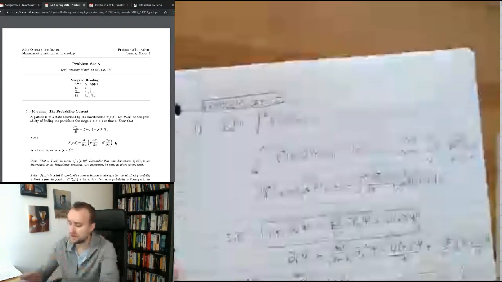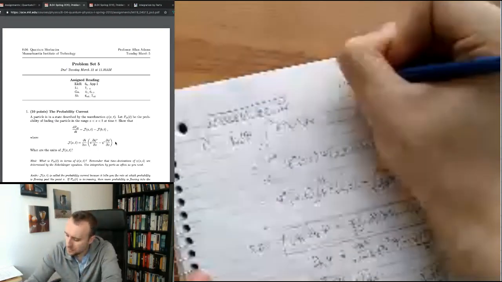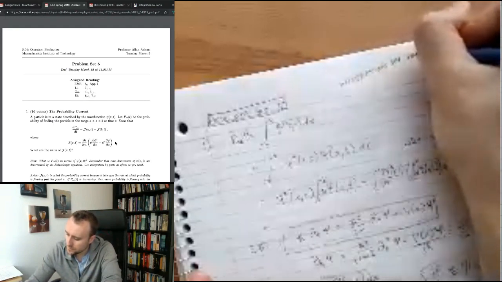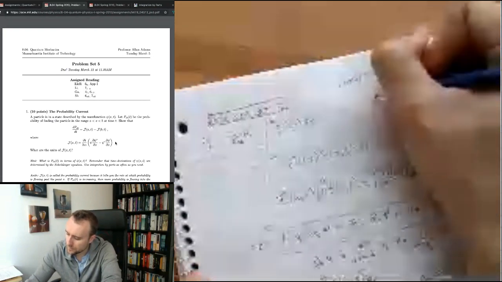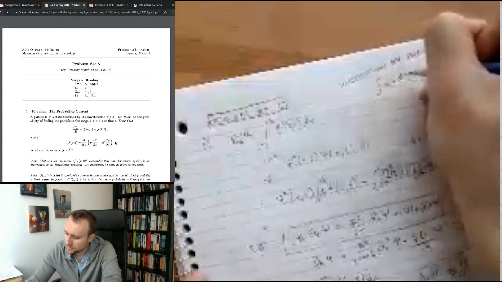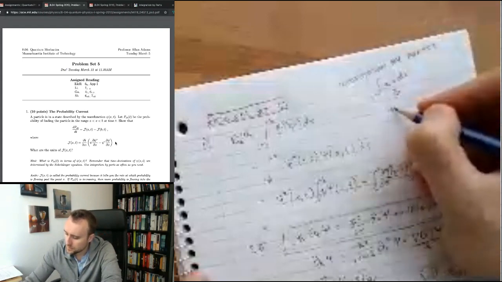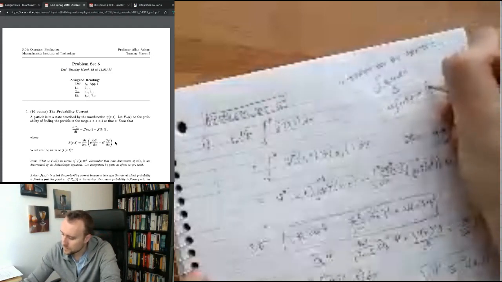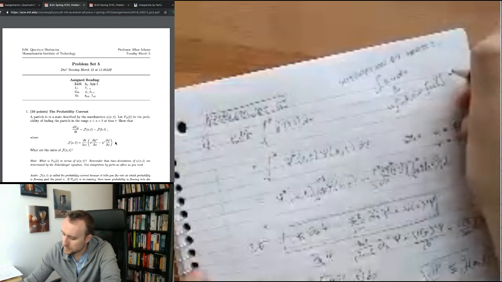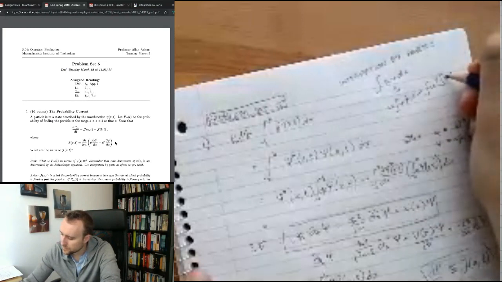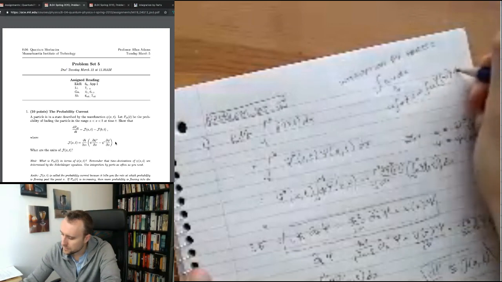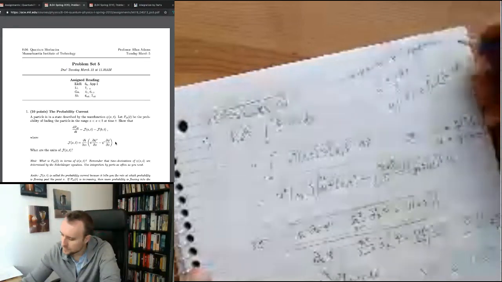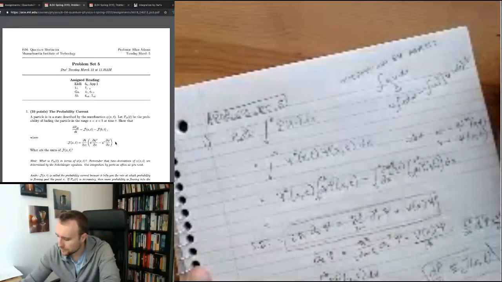Let me just write my integration by parts, just as a reference. So we have uv dx becomes uv minus the integral of u prime, oh, sorry, v dx. I think that's right. Yeah.